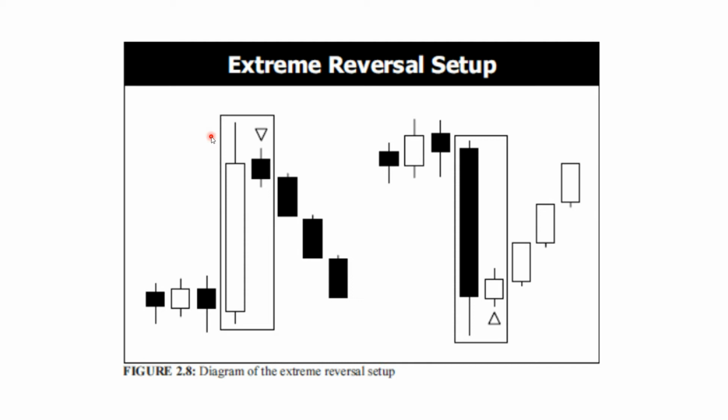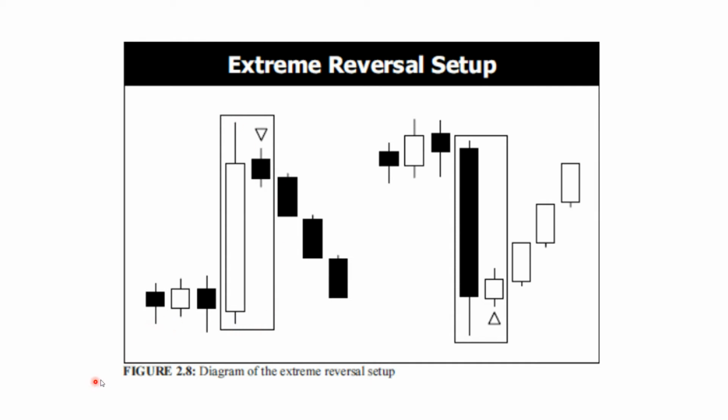So now let's look in detail at the pattern of this particular setup. This pattern will have three parts. The first part is the range of the first candle. The second part is the body of the first candle. And the third part is the reversal candle itself. So first let's talk about the first part, that is the range of the larger candle.